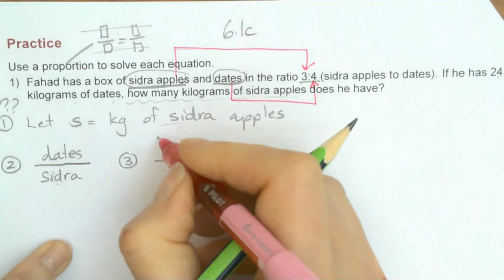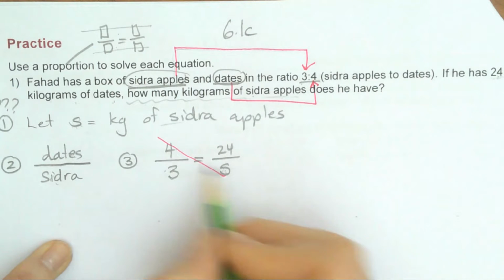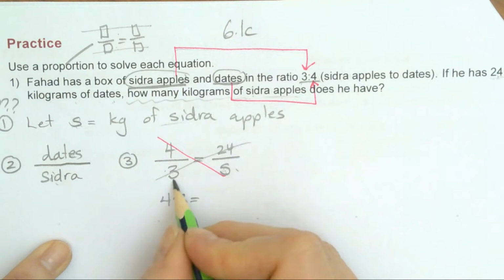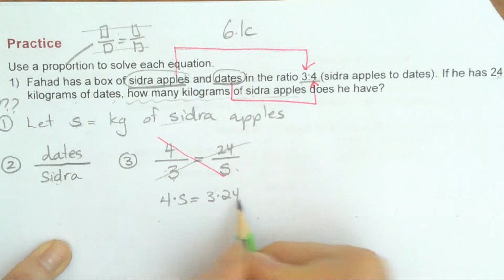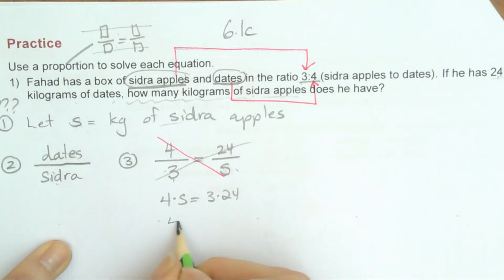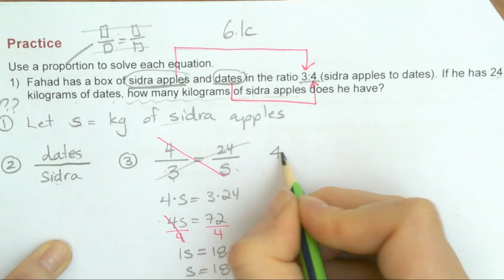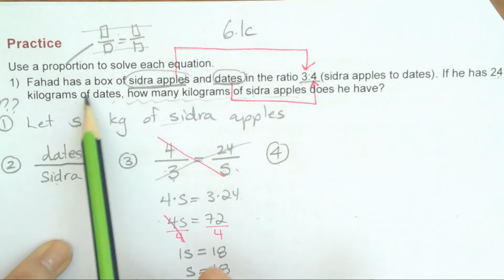So I'm going to solve the proportion. 4 times S equals 3 times 24. So 4S equals, this is 72. S needs to be alone, so divide by 4. That's 1. So I have 1S equals, and if you do that, that'll be 18. So S equals 18.